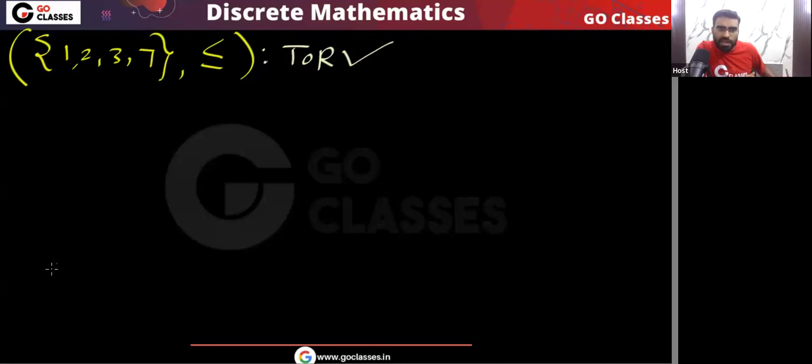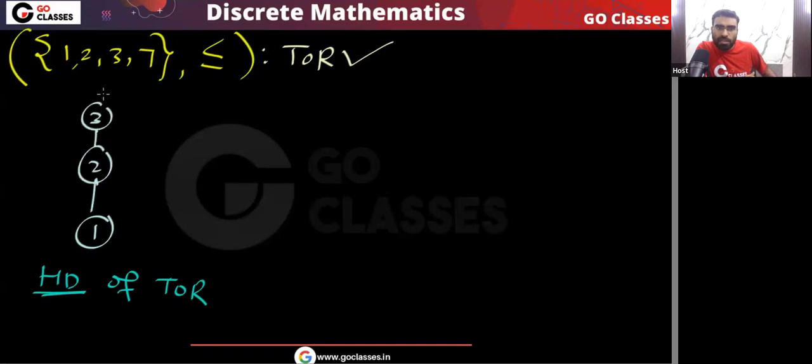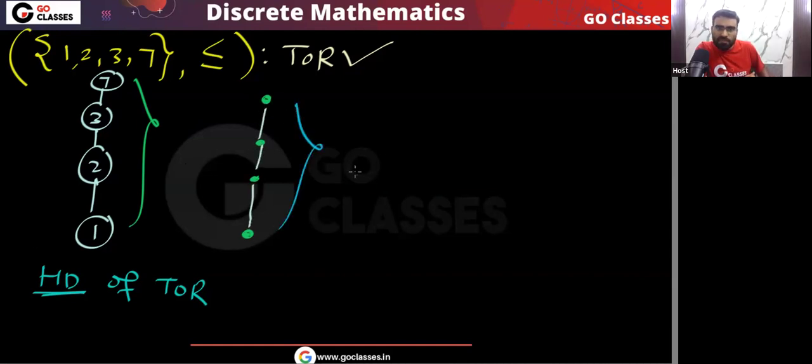Okay. Now create the Hasse diagram of this total order relation. What will that be? You can see 1 is related to 2, 2 is related to 3, and 3 is related to 7. Did you notice we are getting a chain? You have one element here, one here, one here, one here. You are getting this kind of chain, a straight line.